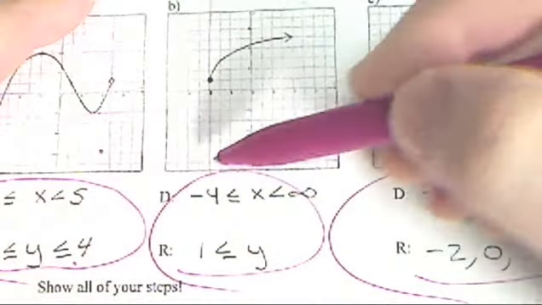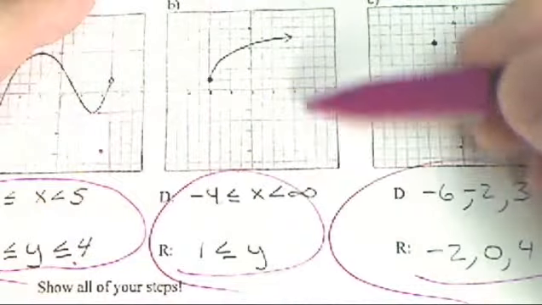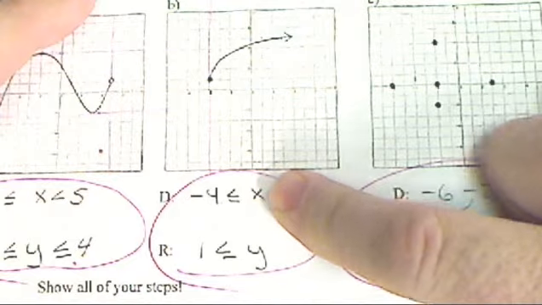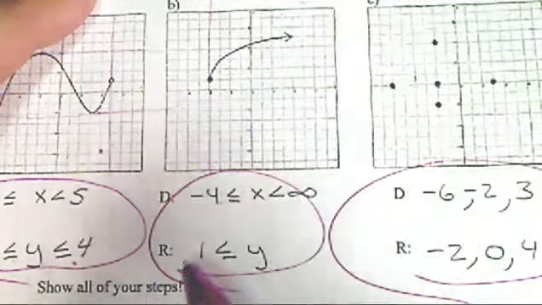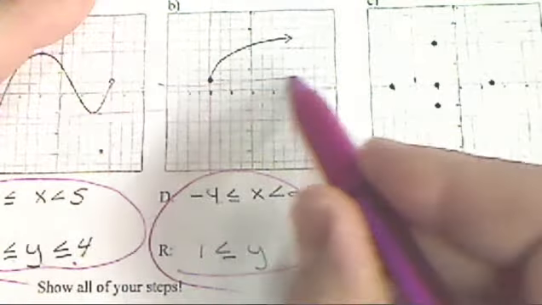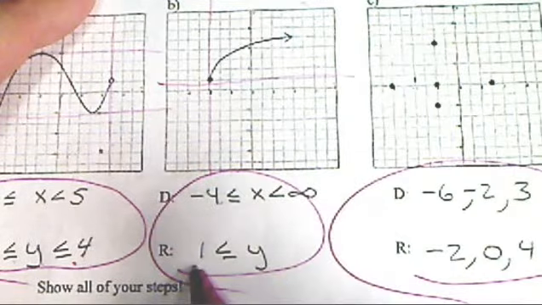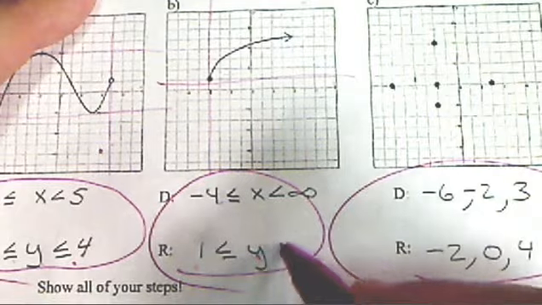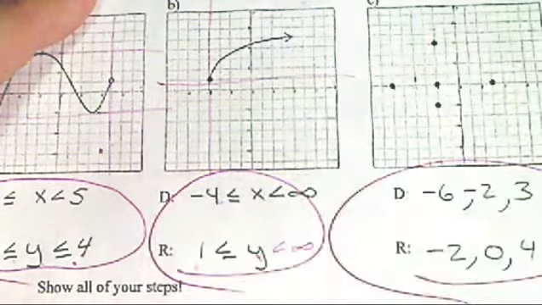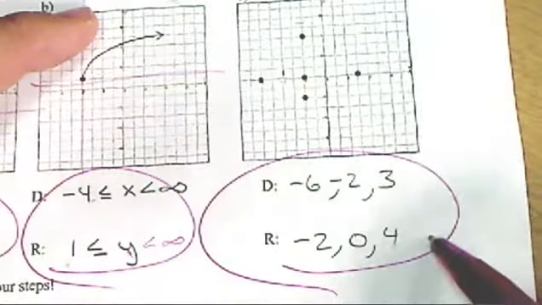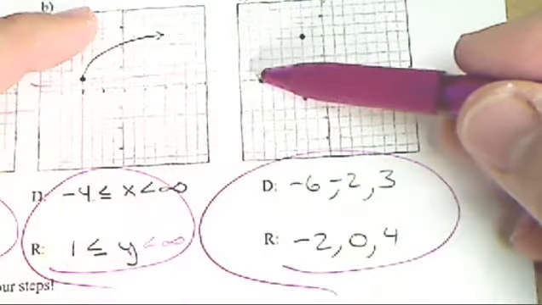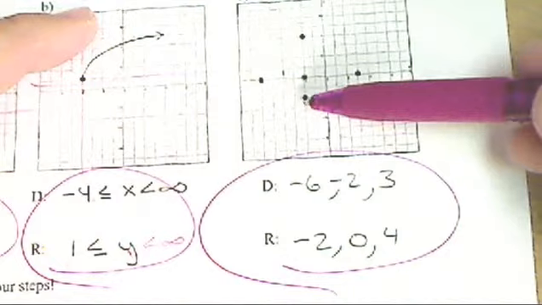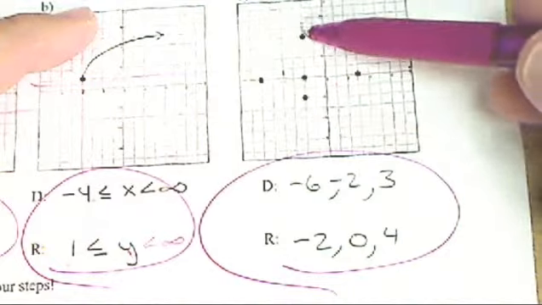-4 is my smallest x. I can't draw the line because this goes on forever, so all the way to infinity. You could write it this way. Smallest y at 1. Y is 1. It's less than or equal to y, and you could write it's less than infinity also if you want. Almost everybody got those right. These are my possible x's, so it could be at -6, -2, and 3, and my possible y's is -2, 0, and 4.